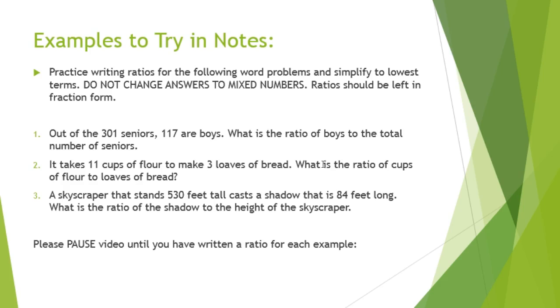Number 1. Out of the 301 seniors, 117 are boys. What is the ratio of boys to the total number of seniors? Number 2. It takes 11 cups of flour to make 3 loaves of bread. What is the ratio of cups of flour to loaves of bread? And number 3, a skyscraper that stands 530 feet tall casts a shadow that is 84 feet long. What is the ratio of the shadow to the height of the skyscraper? Please pause the video until you have written a ratio for each example.